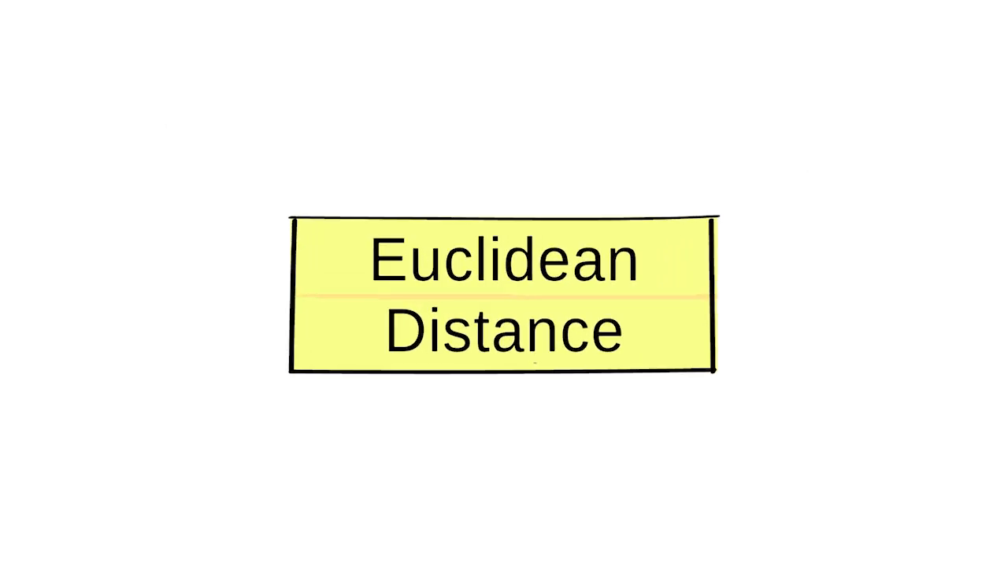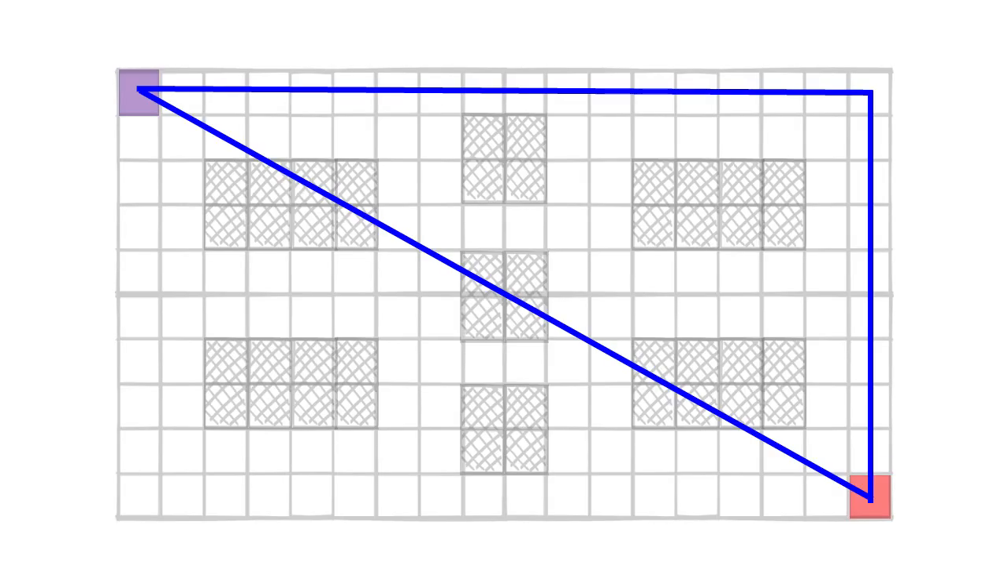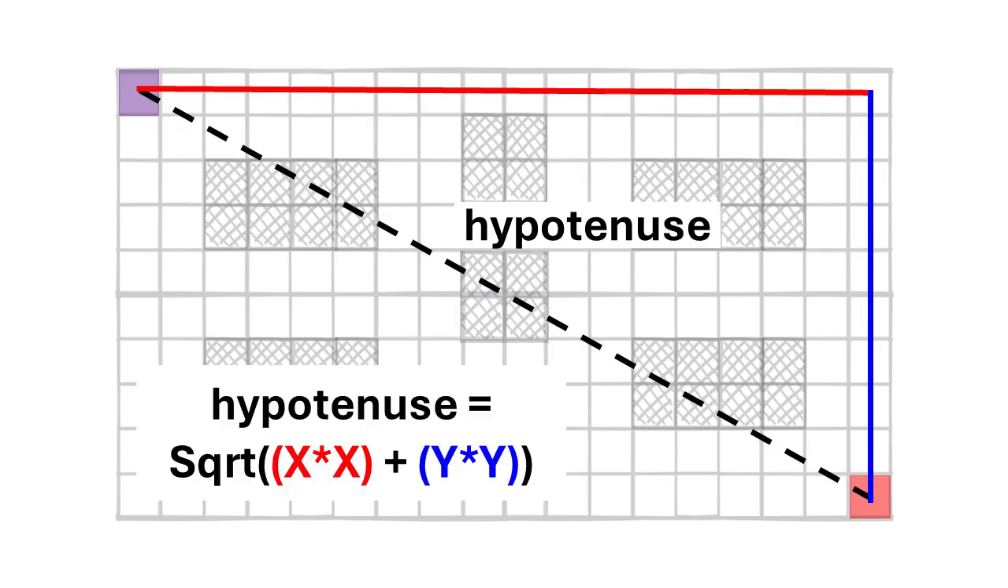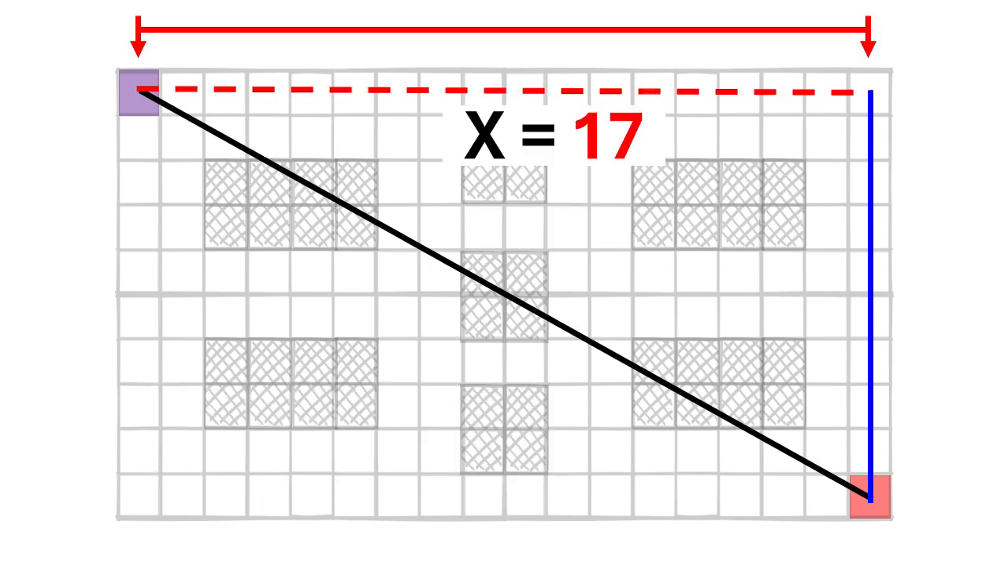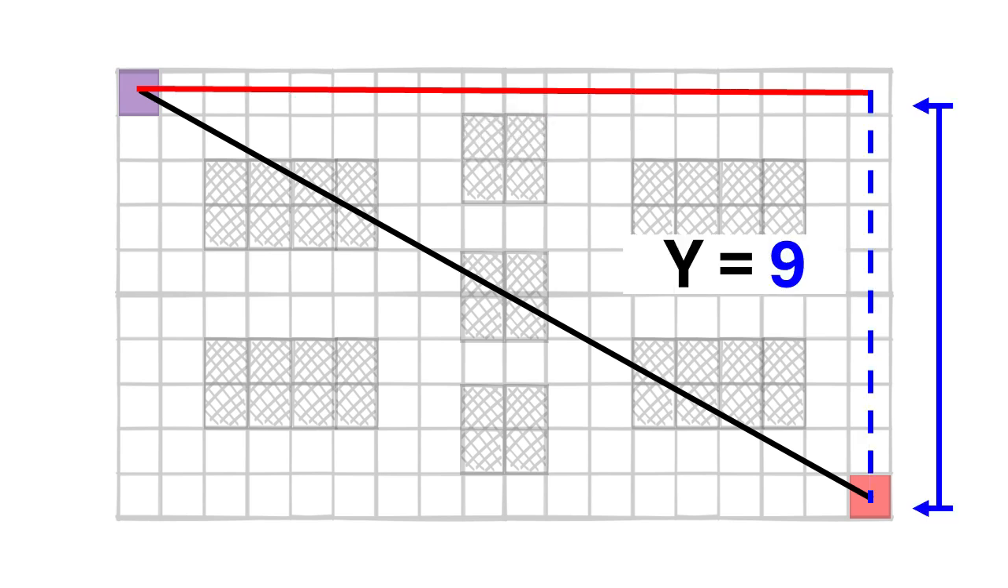Next up, we have the Euclidean distance, which is pretty much just calculating the hypotenuse of a triangle using Pythagoras' theorem. That is, the square root of x squared plus y squared. Well, for this problem, we know there are 17 steps on the horizontal axis, so this is our x value. And we know there are 9 steps on the vertical axis, and this is our y value.